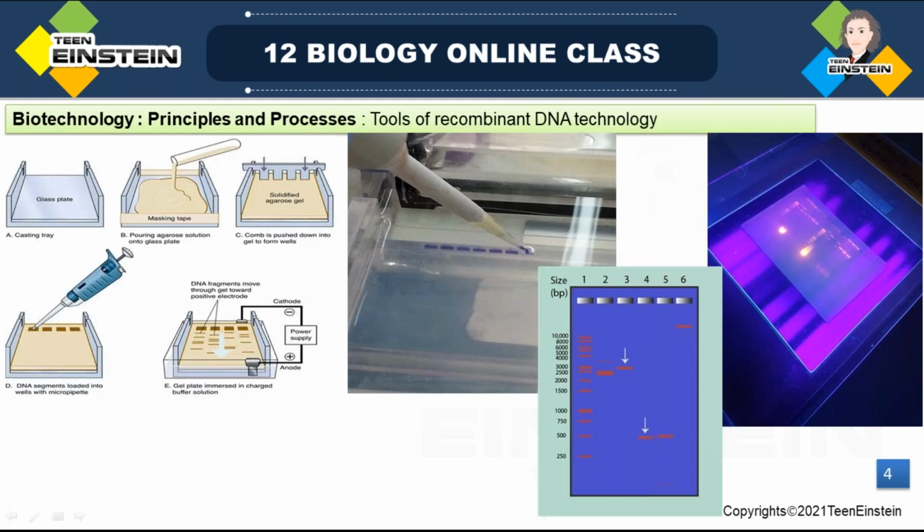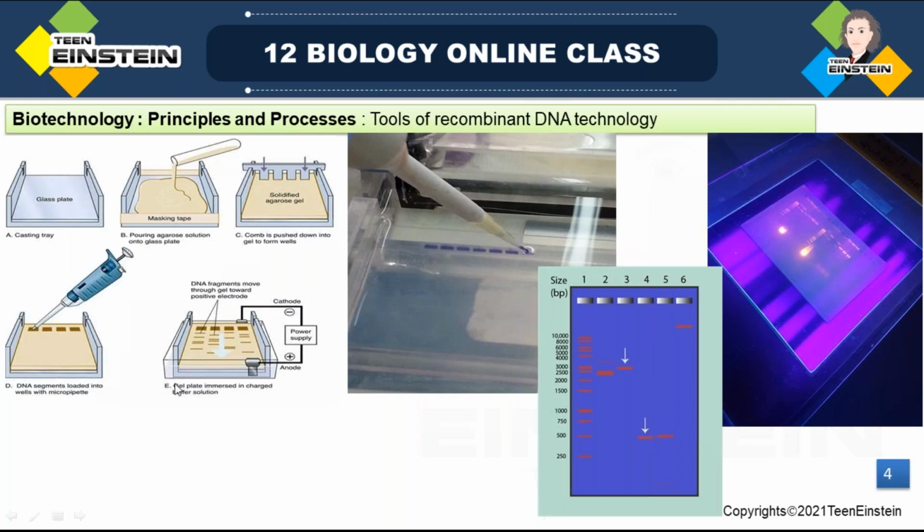Agarose is a very important component of gel electrophoresis. Agarose is a natural polymer, extracted from seaweeds. Then what is actually electrophoresis? Do you have any idea about electrophoresis? Electrophoresis is a technique which is used in labs.